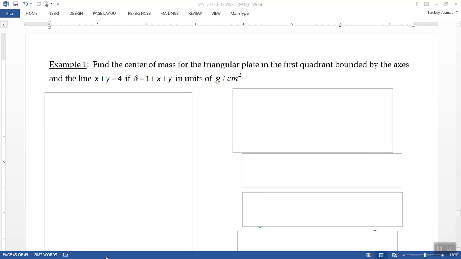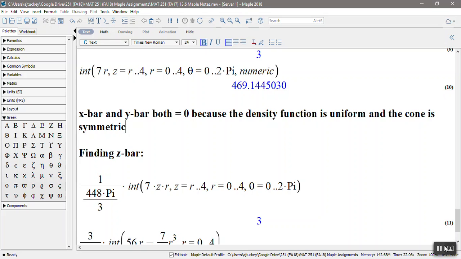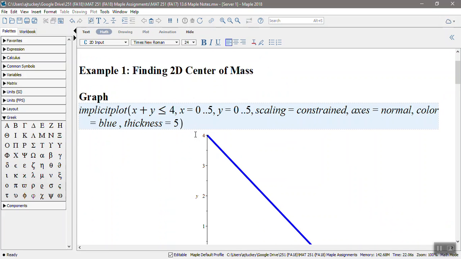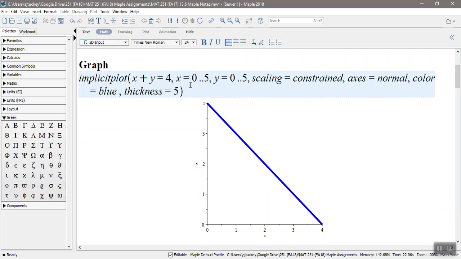Okay, so I graphed this in Maple just so we could get a little look at it. Right here, I have my implicit plot. I was trying to get it to shade, but it doesn't shade as well as I would like. I'm on an older version of Maple here. So x plus y equals 4 as a line is the same thing as saying y equals 4 minus x, or x equals 4 minus y, either one. And then, of course, you're graphing from 0 to 4, 0 to 4.